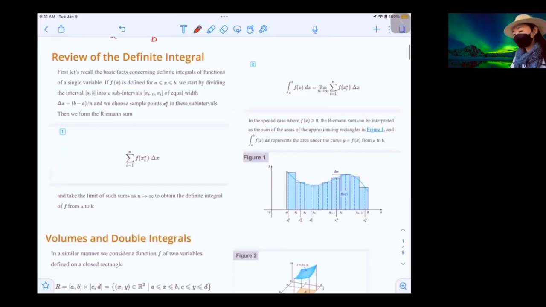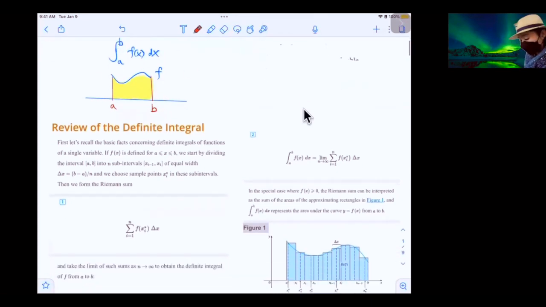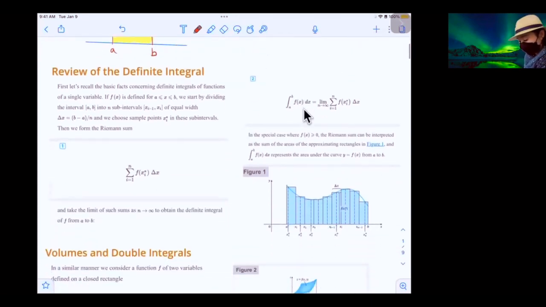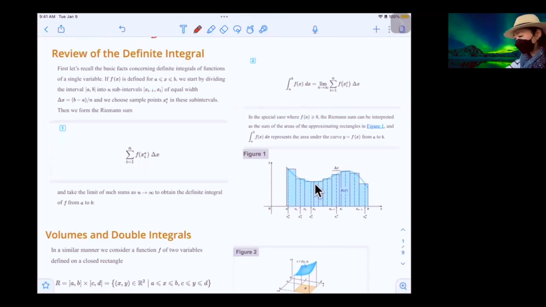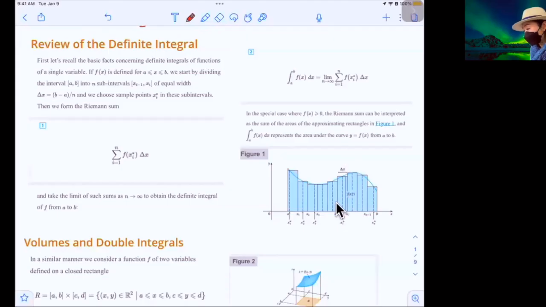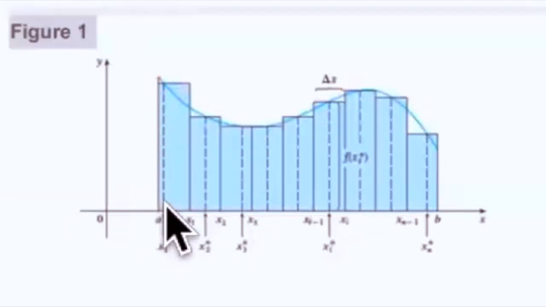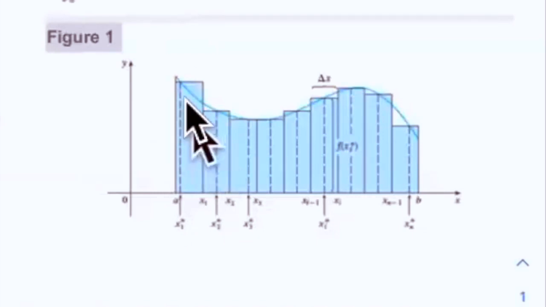Now let's review the definite integral first. How do we get this definite integral over here? The way we did that is we use a Riemann sum, right? When we try to find the area under a continuous curve like this, what did we do in the past? We slice it into n slices, and then for each slice, we approximate it using a rectangle. And then we sum up the area of those rectangles.